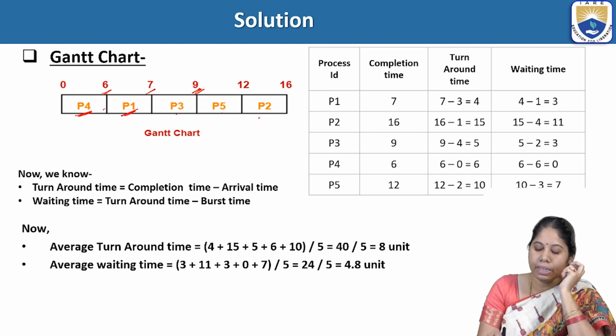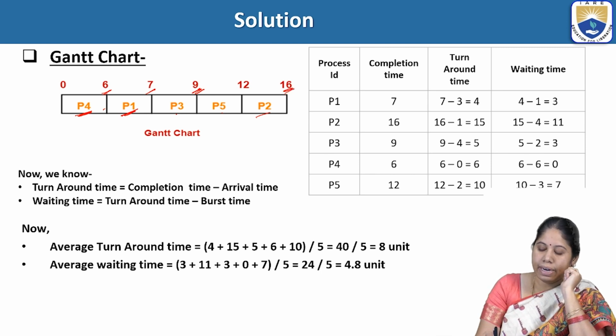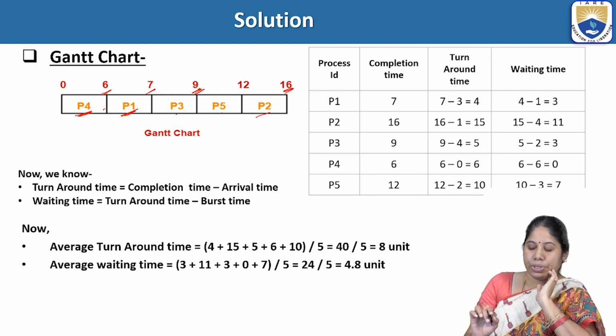Then P2 is left in the ready queue. For the remaining P2, 12 plus 4 is 16. So all the processes have completed their execution.